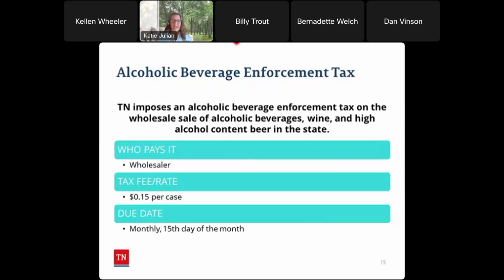So the first tax we're going to talk about here is the alcoholic beverage enforcement tax. We impose an alcoholic beverage enforcement tax on the wholesale sale of alcoholic beverages, wine, and high alcohol content beer in the state. It's paid by the wholesaler, and it is 15 cents per case, due monthly on the 15th day of the month.